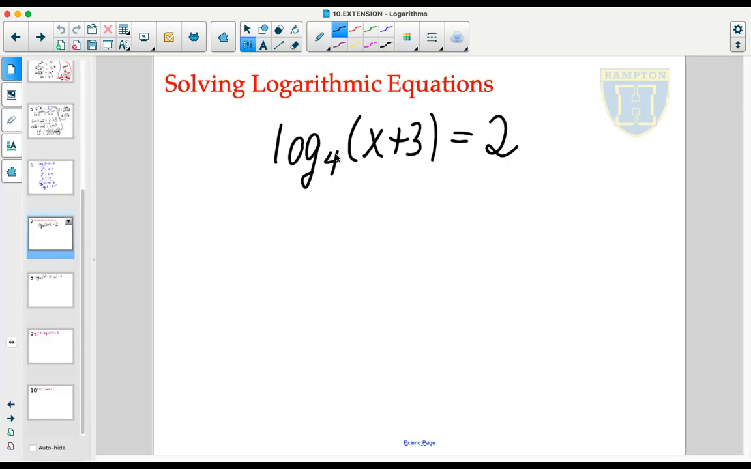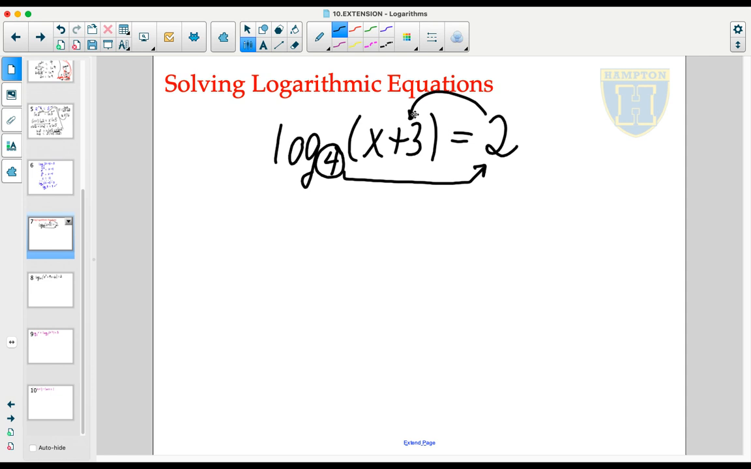The entire point of a logarithm is that this is the base. This is what we previously would have known as the exponent, and that is what we previously would have understood as the output, not the input. The purpose of a logarithmic expression is that it inverts an exponential expression.